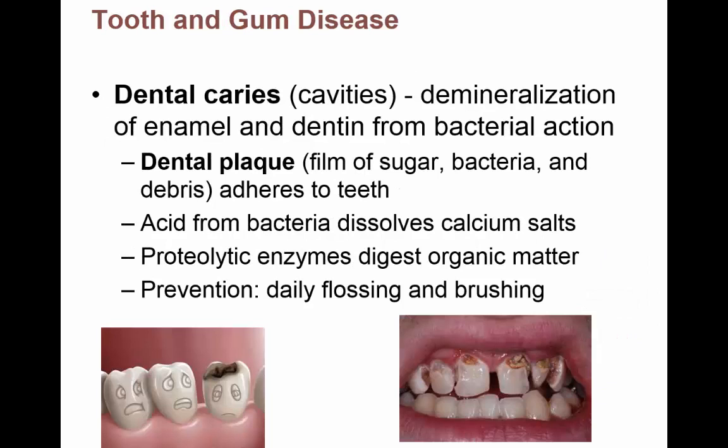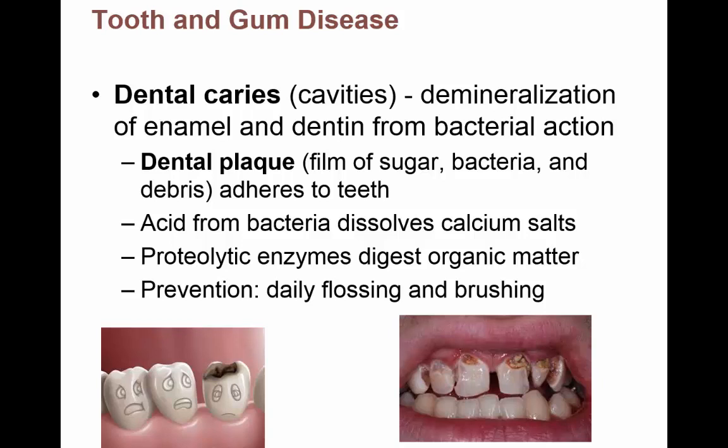The tooth and some gum diseases. The official word for a cavity is a carie. So dental caries are your dental cavities. Now, what happens with dental cavities is that enamel starts to break down. Again, we need that enamel, that really hard substance, to protect our teeth.